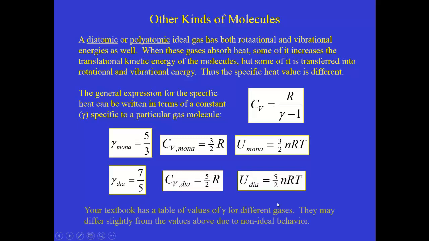So your textbook will have a table of values of gamma for different gases. Many of them, the monatomic and the diatomic gases, will have values that are very close to these ideal values. However, you may find examples in that table that differ slightly from these particular values, because those gases may have slightly non-ideal behavior. So if you're provided with a gamma value in a homework problem, use this equation here to calculate the specific heat that would be appropriate for that value of gamma.